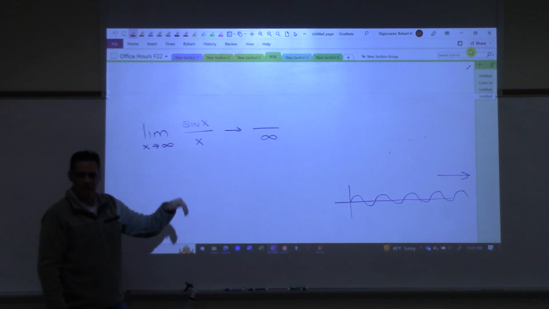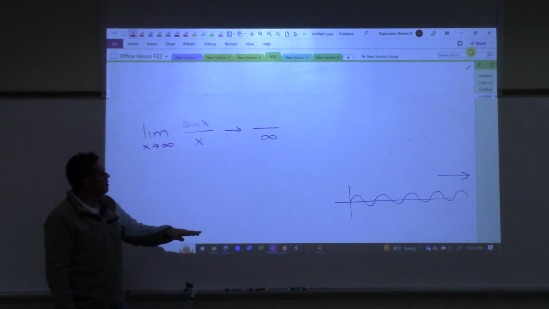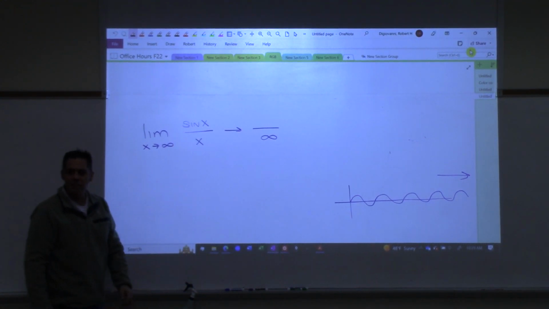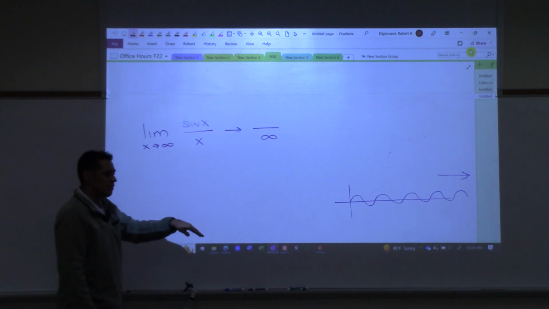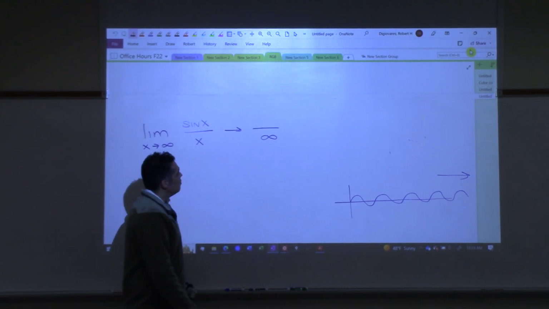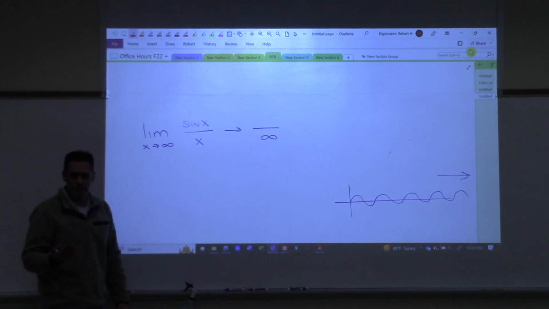It keeps oscillating. So would you agree that the limit on top does not exist? It's not headed to a number. It's not headed to infinity. It's not headed to 2. It's not headed to 1. So the limit doesn't exist because it oscillates. We have not seen something like this before.